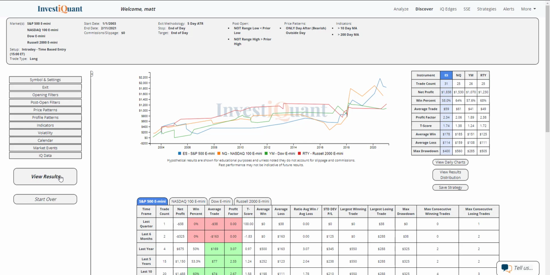Historically, the S&P has 31 samples, the NASDAQ 25, the Dow 26, and the Russell 25 samples dating back to 2003. So if you look at them as a group, a little bit over 100 samples altogether.